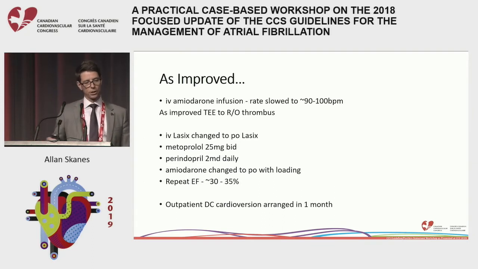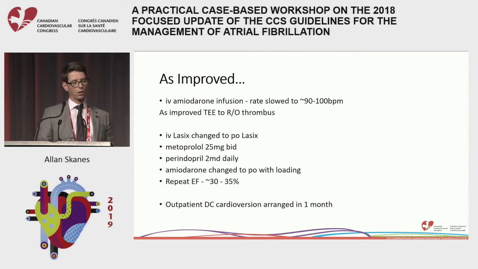So, as I mentioned, we started IV amiodarone. We usually start 35 or 50 milligrams an hour and titrate to slower heart rate. And what was nice about this is as we slowed her down, her heart rate improved. We did a TEE in the next day or two to rule out a thrombus. She was already on anticoagulants. And you can see what we managed.